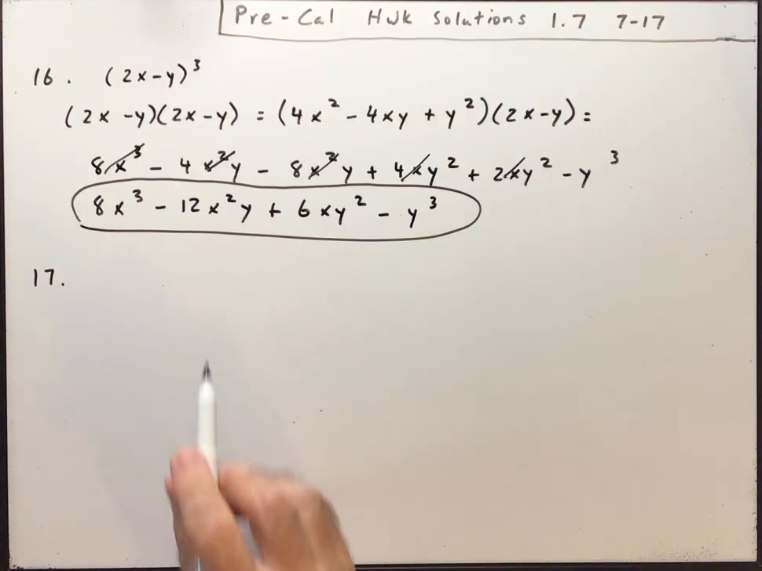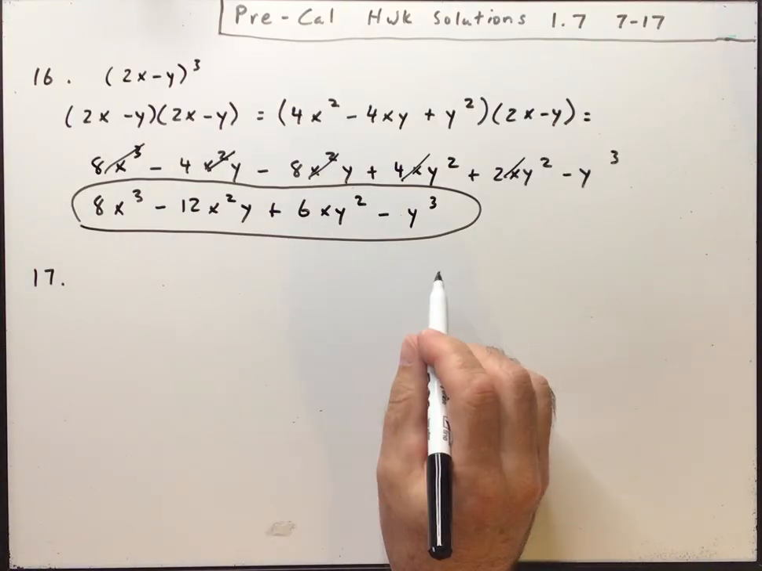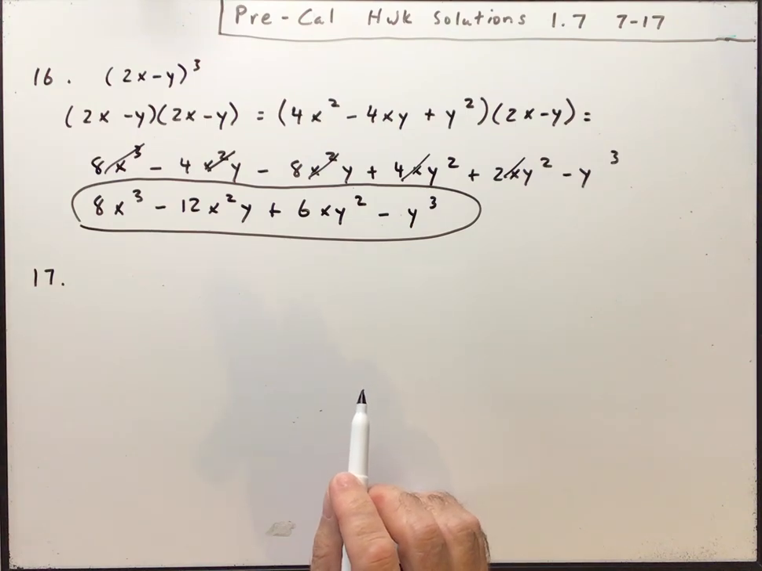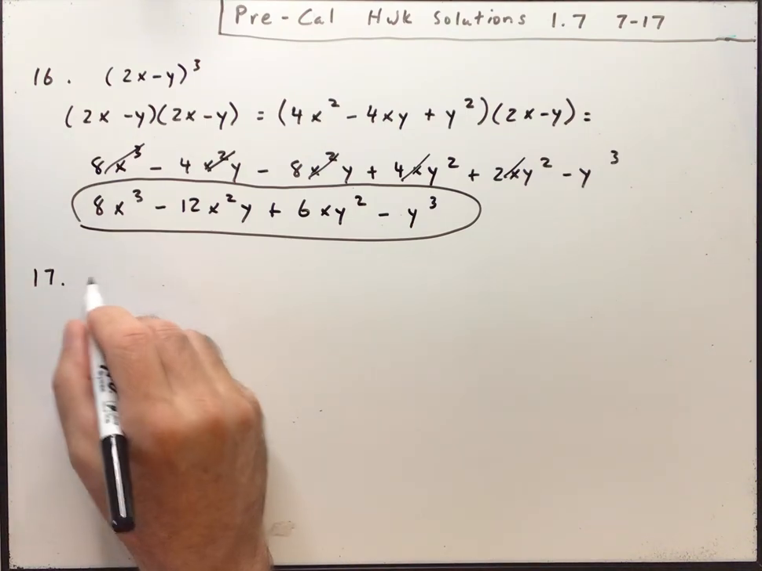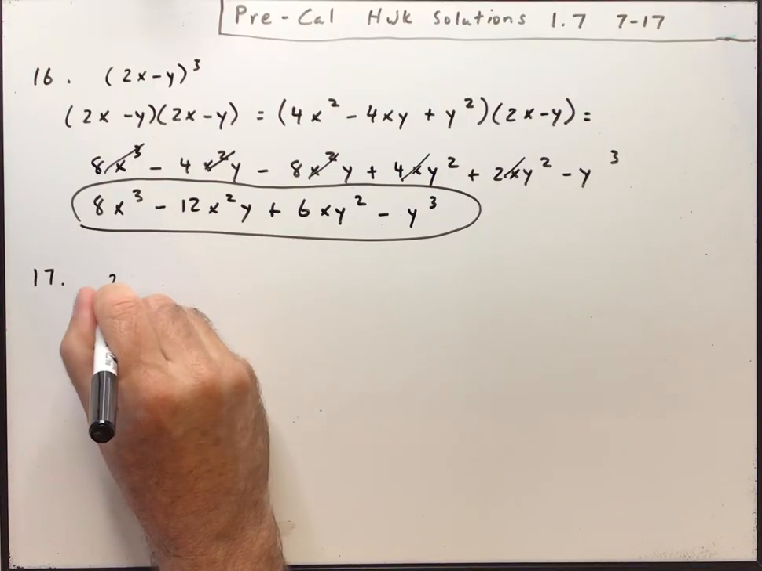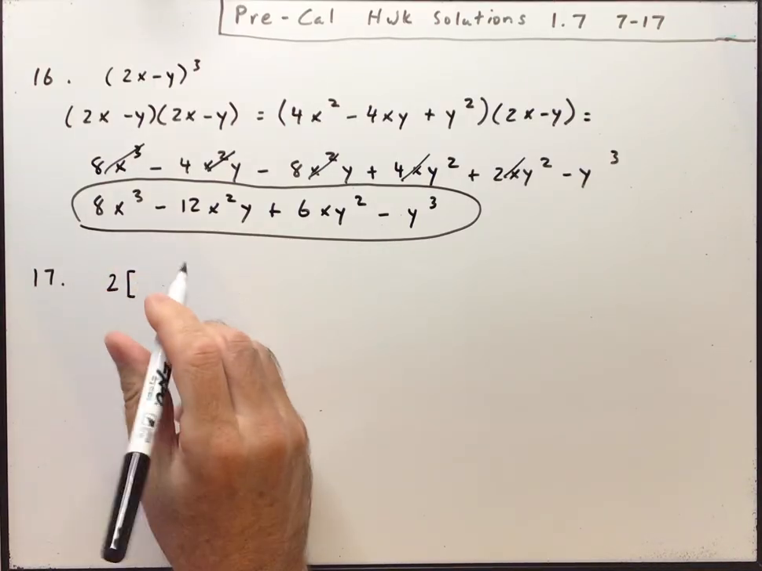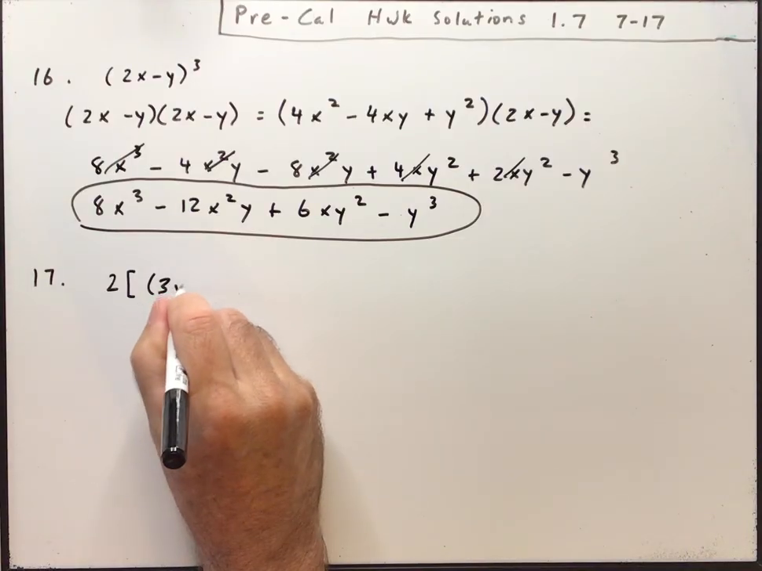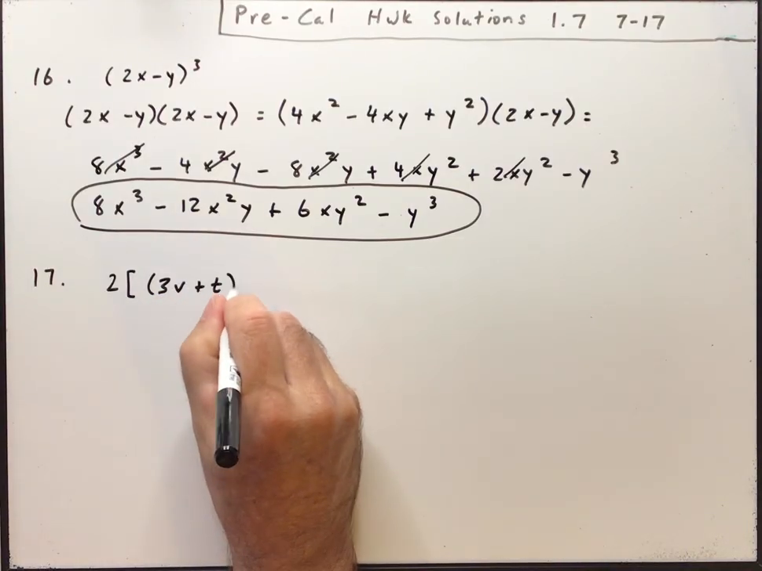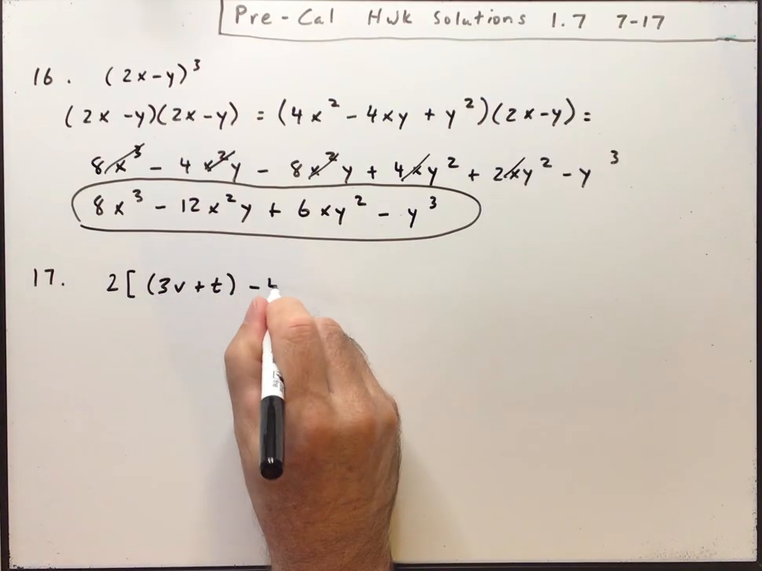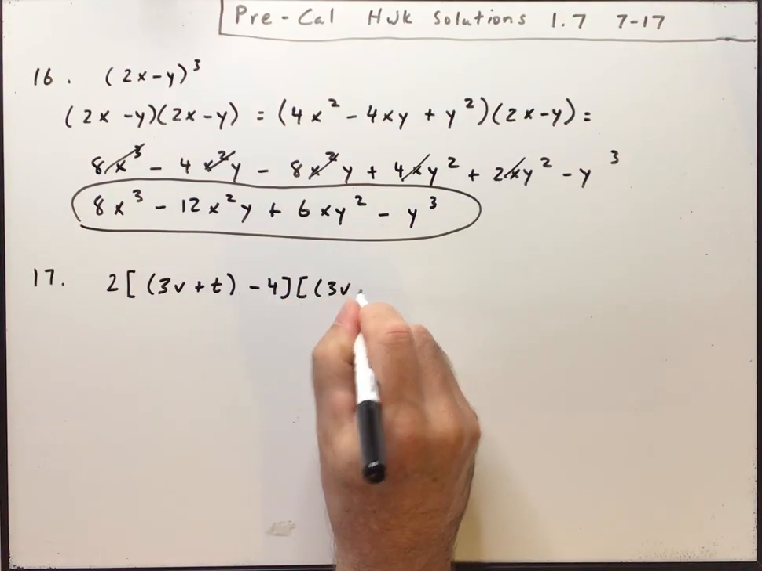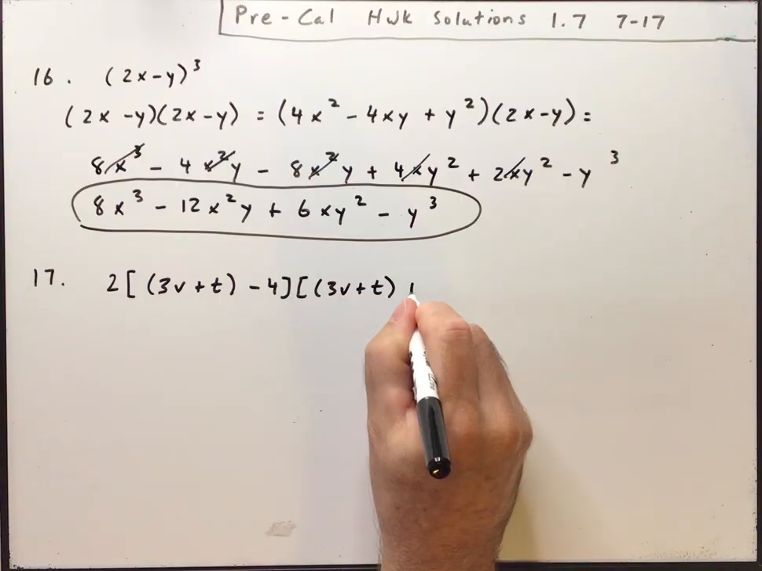So sorry about that. And then finally, number 17. Number 17 is a kind of a unique one. I have a unique way of working it. I'm going to show you kind of a shortcut here. We want to expand 2 times 3v plus t minus 4 times 3v plus t plus 4.